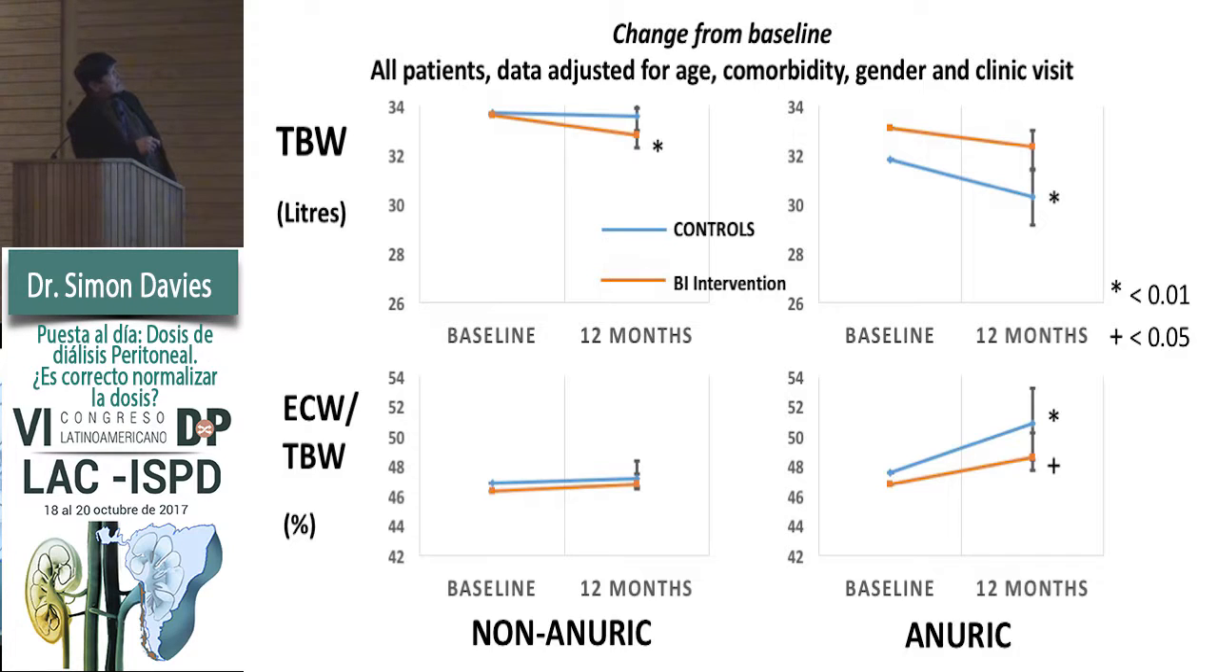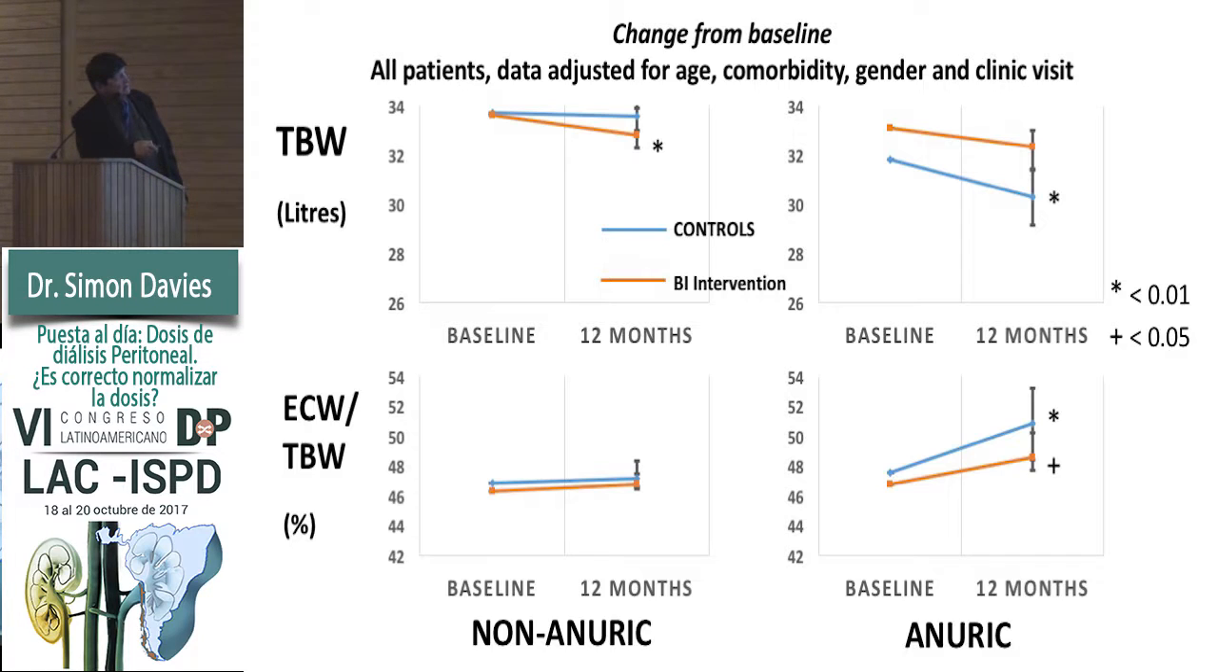So here we see the changes longitudinally over time in body composition in both non-anuric and anuric patients recruited to this study. There were about 150 in each of these groups of patients. A lot of these patients came from China, but nevertheless what you see here is that body composition in non-anuric patients tends to remain pretty stable over time, certainly over a period of 12 months. But when you look at patients who are anuric, then you see these dramatic changes in body composition.